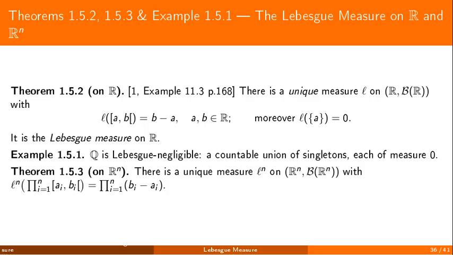And here is the payoff the whole chapter has been building toward. There is one and only one measure on the real line that gives every interval its ordinary length. This is the Lebesgue measure. Single points have measure 0, and a striking consequence follows on the slide. The entire set of rational numbers is negligible, being a countable union of single points. The same construction extends to higher dimensions, where it assigns to each box its ordinary volume.